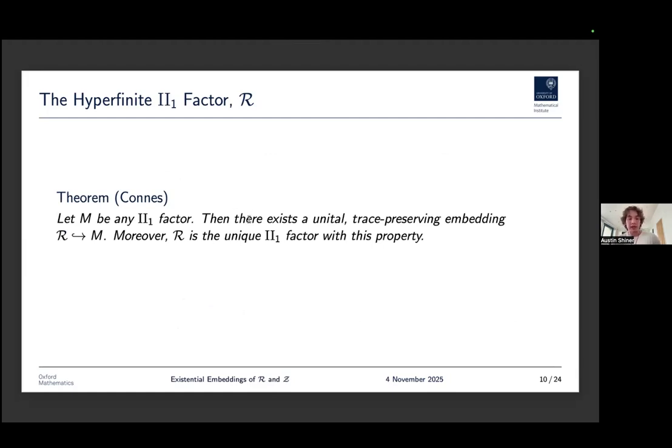There's one last fairly abstract characterization of R that we're interested in, and it's the following. Suppose we have any II_1 factor M, then we can always find a unital, trace preserving, and in fact normal, which means weak-star continuous, embedding of R into M, and R is the unique II_1 factor with this property. So R is in some sense the smallest II_1 factor because it embeds into every II_1 factor.